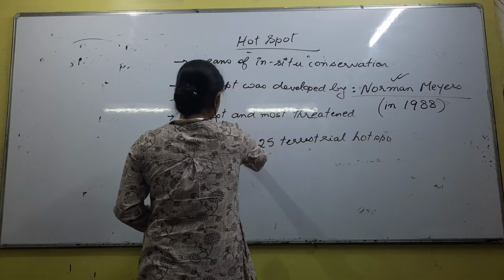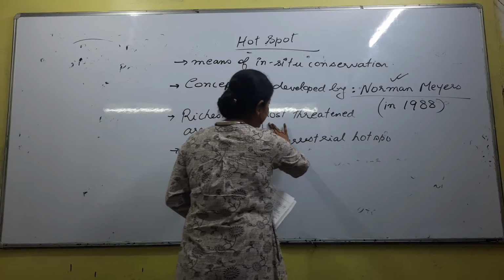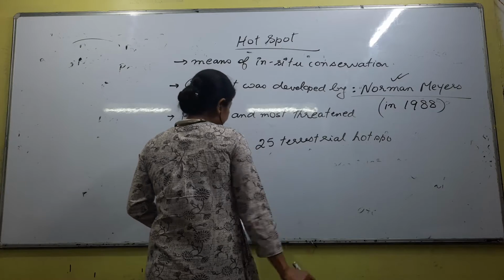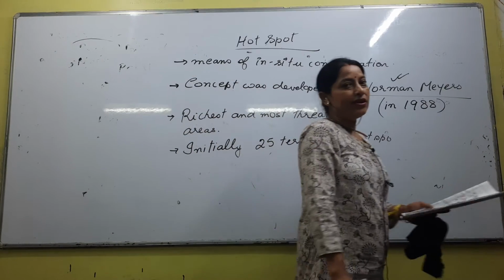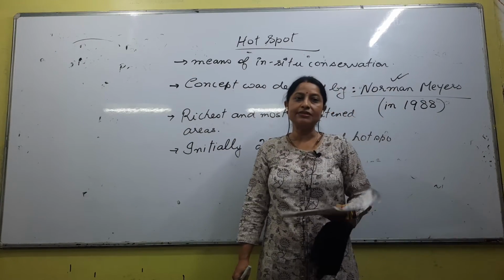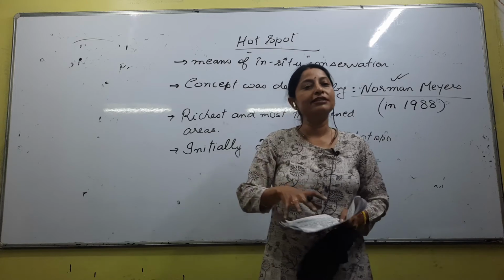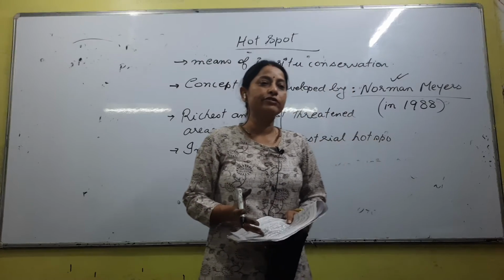Richest and most threatened areas. It's an area where you will see different types of organisms. The number will be more. If the number is more, then obviously they will become threatened also.